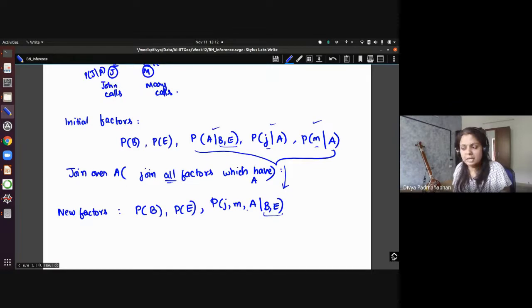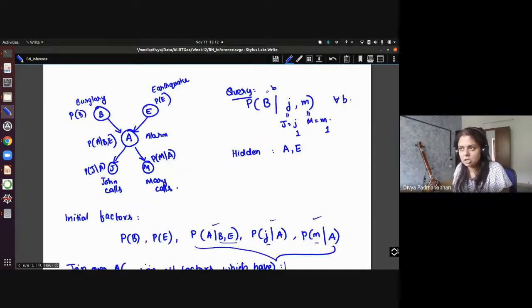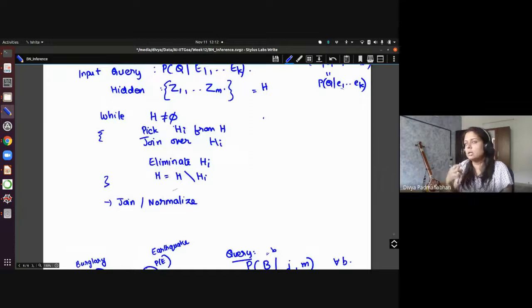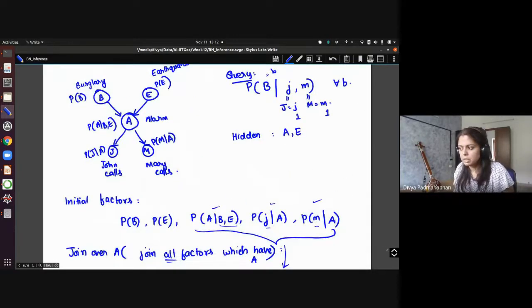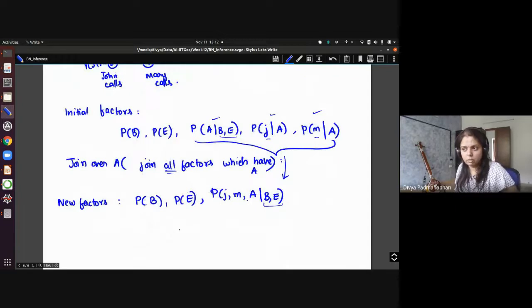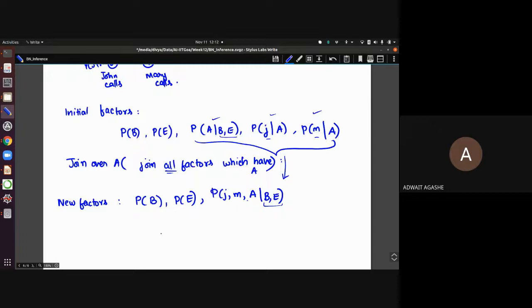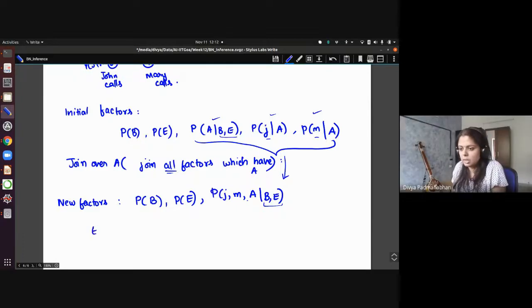And what can you do now? As per the algorithm, remember the objective is to keep the table size as small as possible. So that's why you do a join and immediately you can do an eliminate. Because once you eliminate the hidden variable, it's as if the network itself is a smaller one, so the tables also become smaller. So what would that mean here? What do you need to eliminate now? Join over A, eliminate A. So eliminate A.